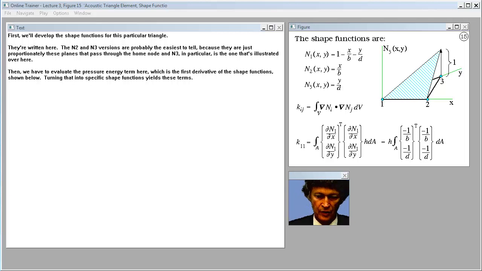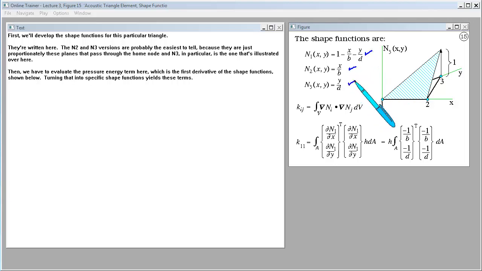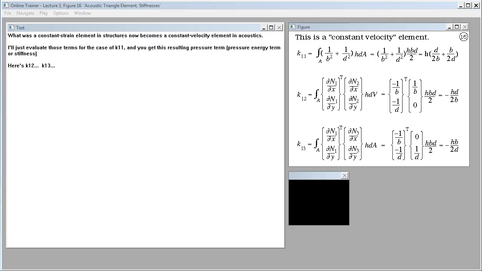First, we'll develop the shape functions for this particular triangle, and they're written here. The N2 and N3 versions are probably the easiest to tell because they are just proportionately these planes that pass through the home node, and N3 in particular is the one that's illustrated over here. Then we have to evaluate the pressure energy term here, which is the first derivative of the shape function shown below, turning that into specific shape functions yields these terms. What was a constant strain element in structures now becomes a constant velocity element in acoustics.